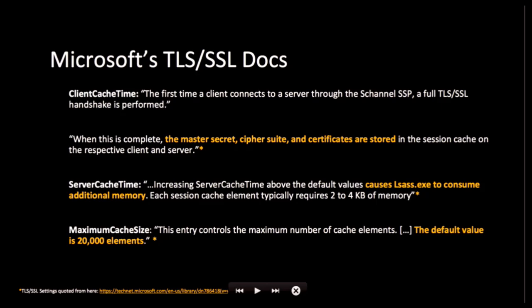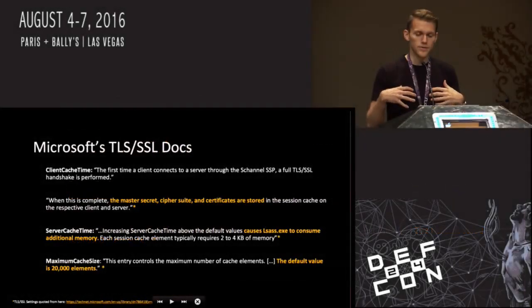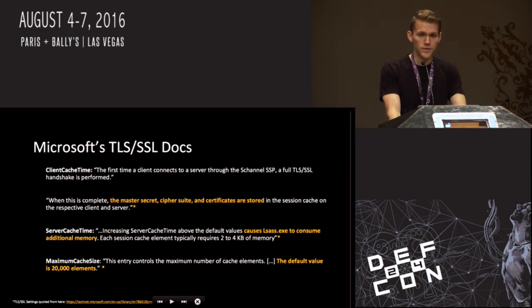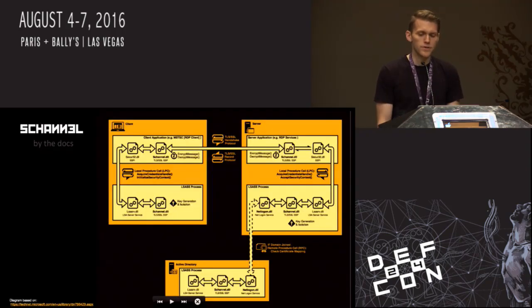So does S-Channel cache things? Well, their documents say yes, it does. There's a master secret, the cipher suite, and certificates all get stored after the first handshake between a client and a server. And additionally, you see in their documentation references to the fact that LSASS consumes more memory. They tell us roughly how much it consumes, so we get an idea for what this cache might look like, how big it might be. And then they mention that by default, LSASS is going to store 20,000 entries. So that's maybe not a lot for a server, but it's a lot for a client, and a reasonable amount for a server.